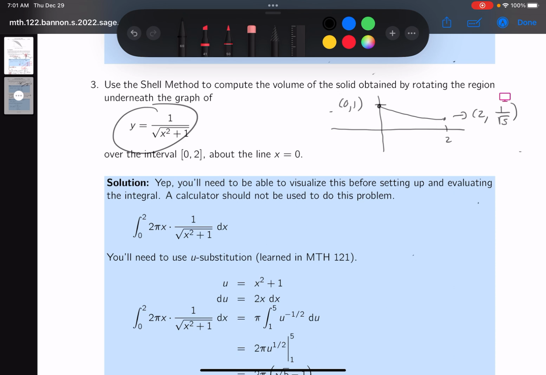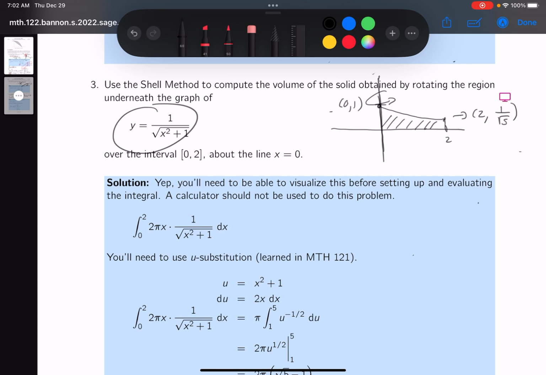The other thing I want to point out is there's a line x equals 0, and x equals 0 looks like this over here. So use the shell method to get the volume obtained by rotating the solid region underneath the graph. Well, this is the graph we're talking about, about the line x equals 0. Yeah, we're going to rotate it about this, x equals 0. All right? Let's take a look at that.